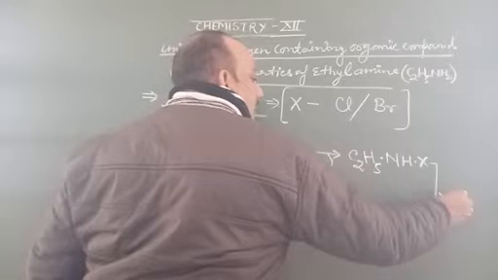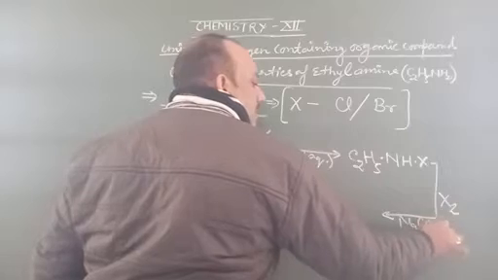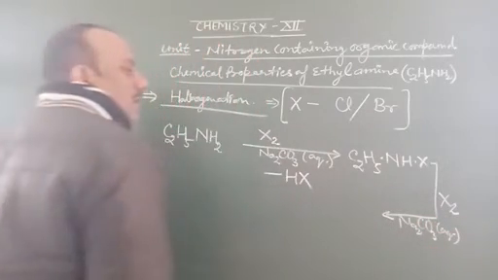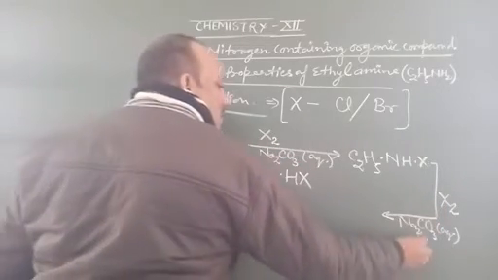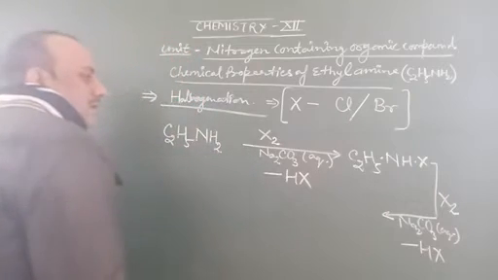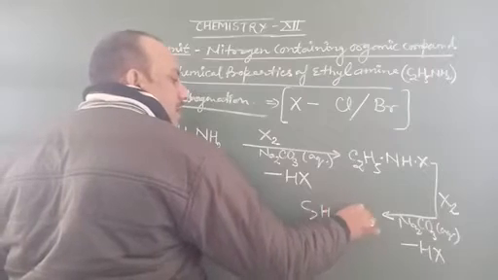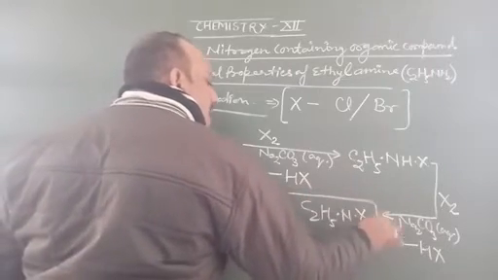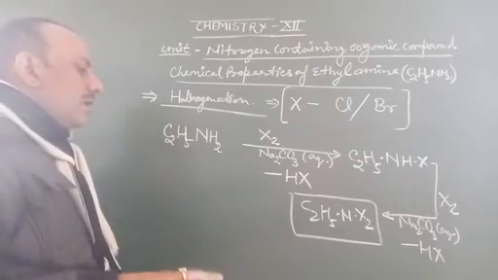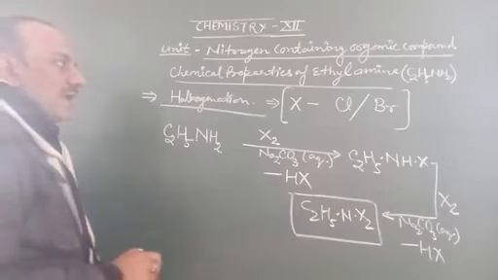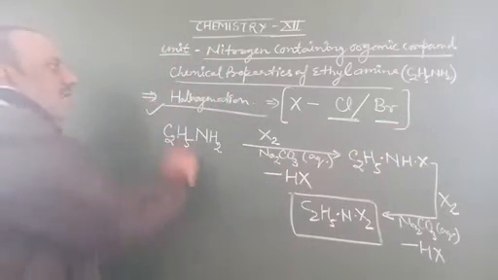It also reacts with halogen X2 in the presence of aqueous sodium carbonate solution. A single hydrogen atom is subtracted by halogen, so HX is subtracted and makes C2H5NX2. This is the last product of this reaction. It is known as N-dihaloethylamine.